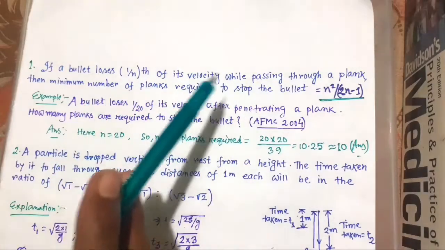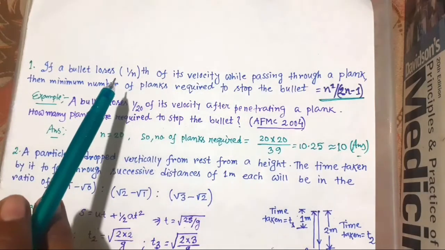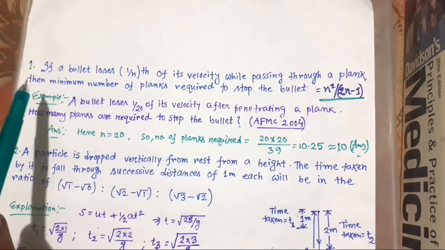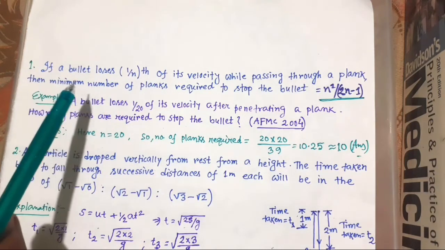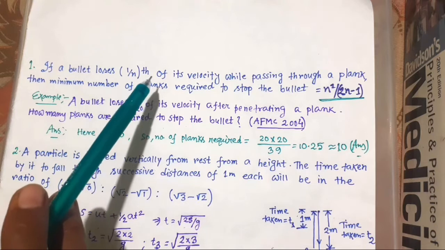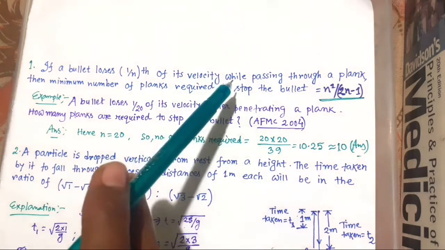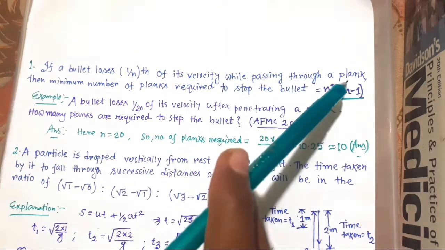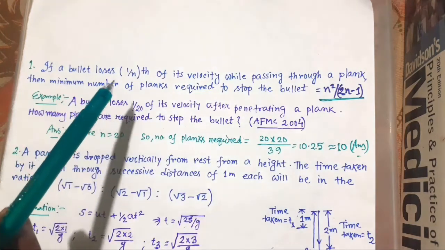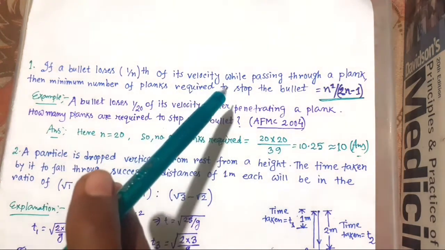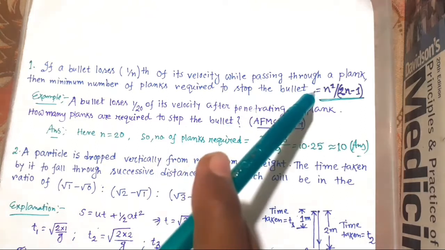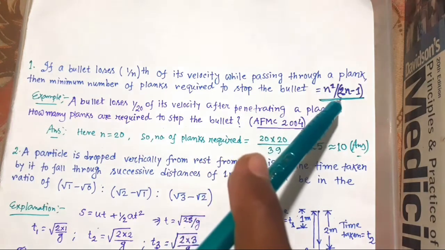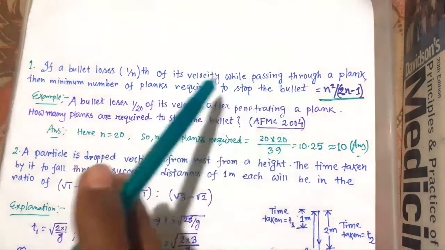Now we are discussing tips and tricks of the motion in one dimension chapter. Okay. So the first one: if a bullet loses 1 by nth of its velocity while passing through a plank, then the minimum number of planks required to stop the bullet equals n square by 2n minus 1. Okay, this is the trick.